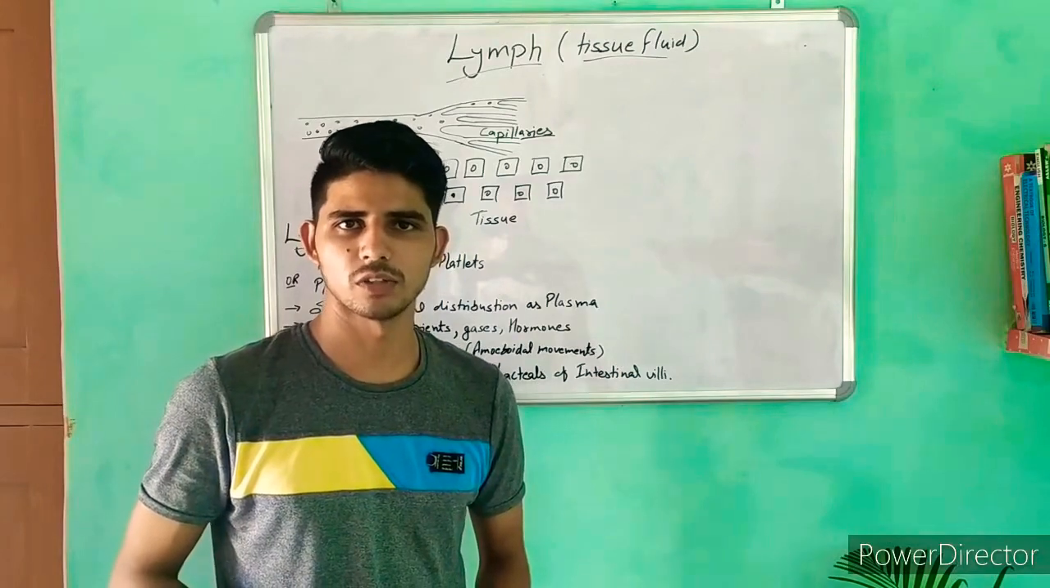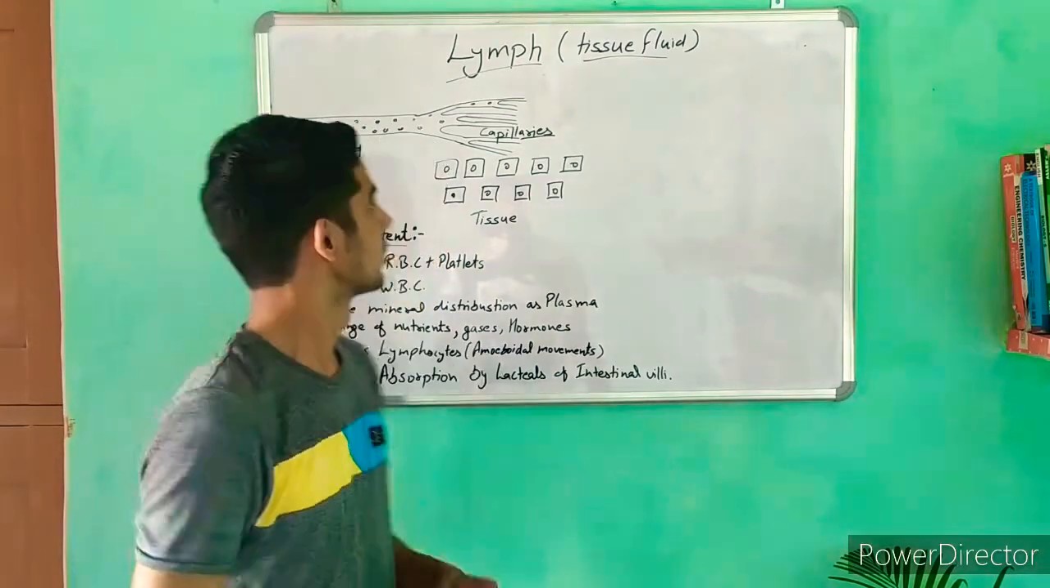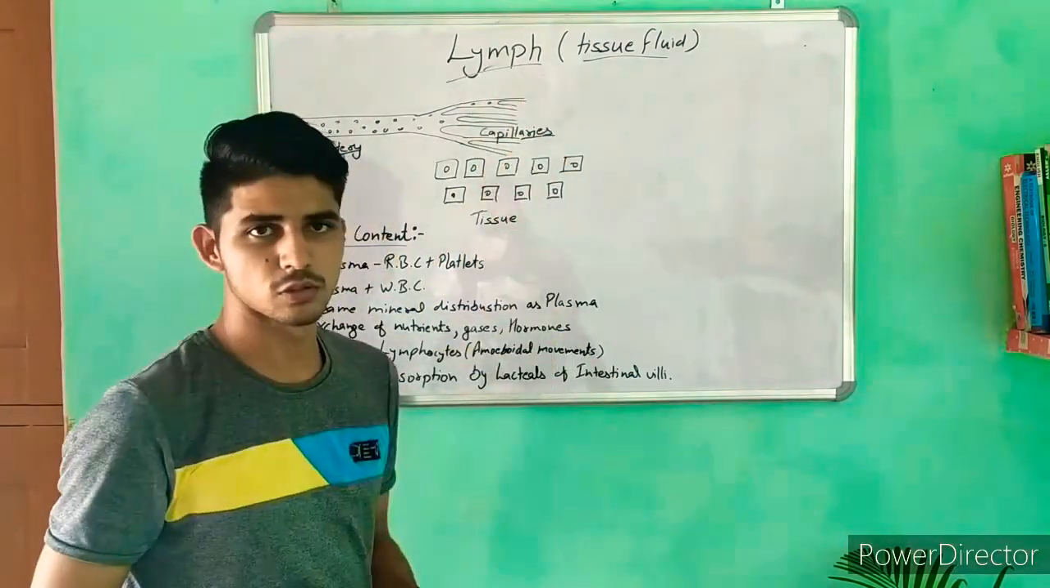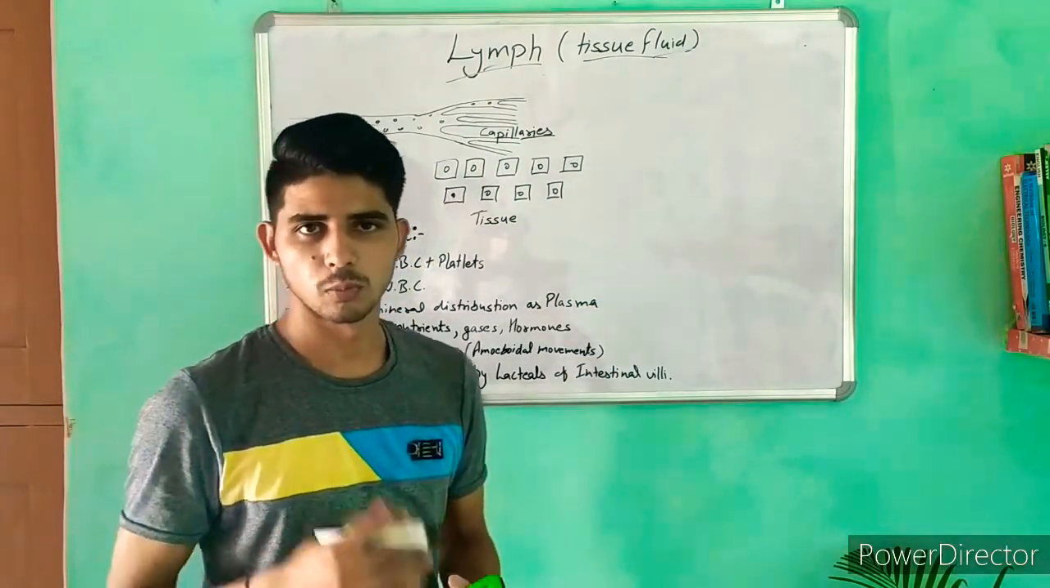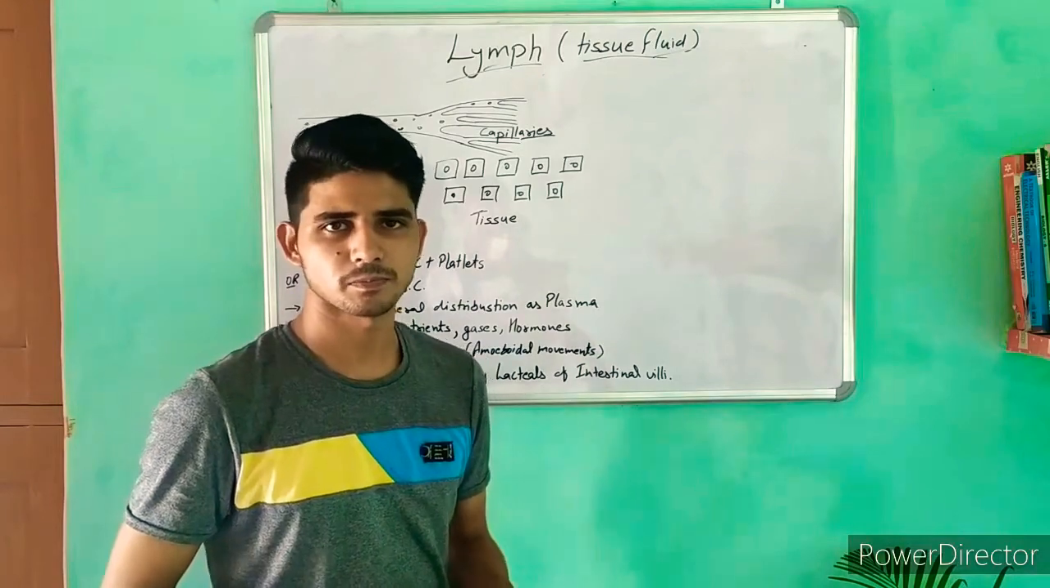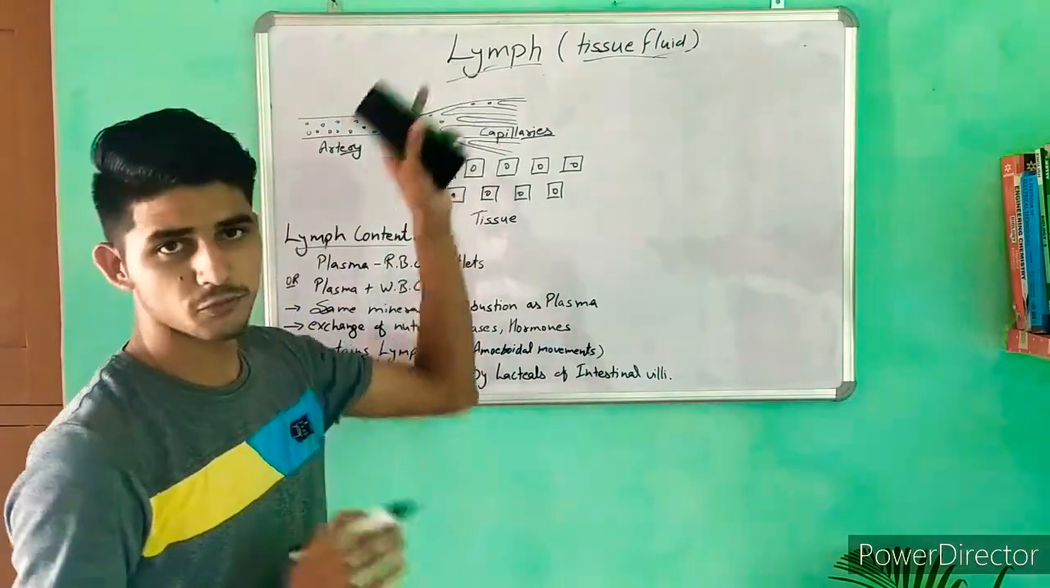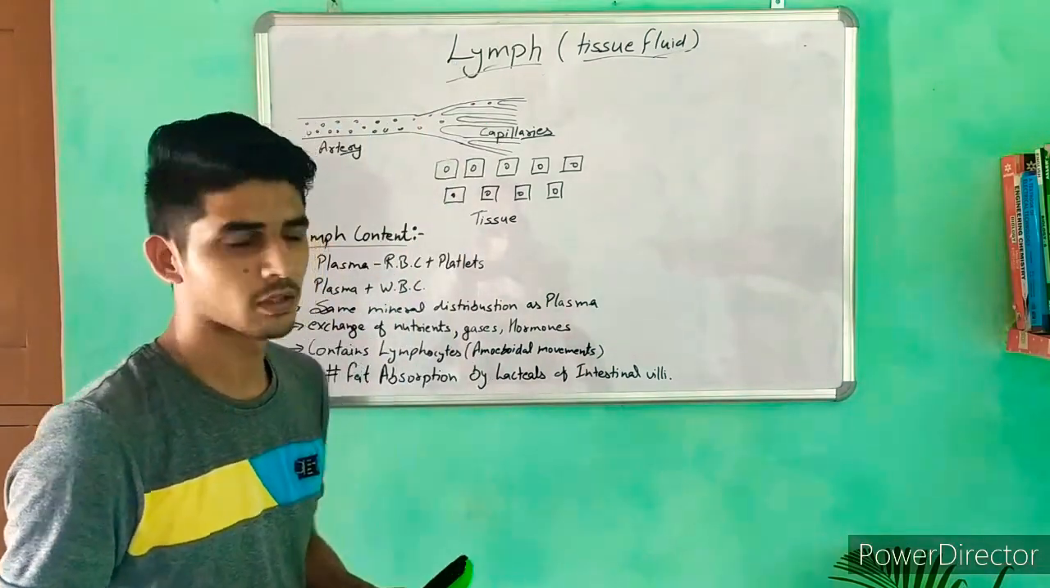And today we're going to discuss all about lymph. Lymph is also called tissue fluid. Lymph को blood का छोटा भाई भी कहा जाता है. So lymph क्या है इसके बारे में स्टडी करेंगे.